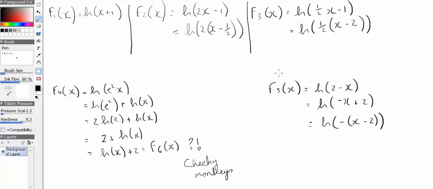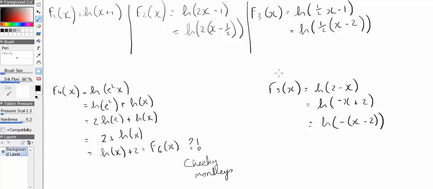Right, hi Ari. So question 28 of the analysis non-calculator. Okay, so here we go. I've written out the 6 functions and we're going to have a look at them one by one and then try and match them up with the graph. So we're going to start with that.